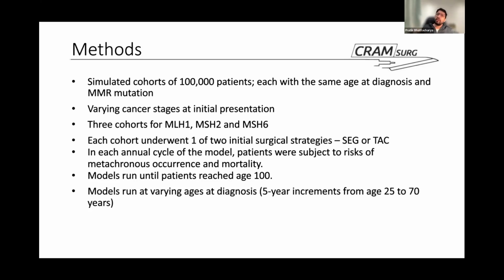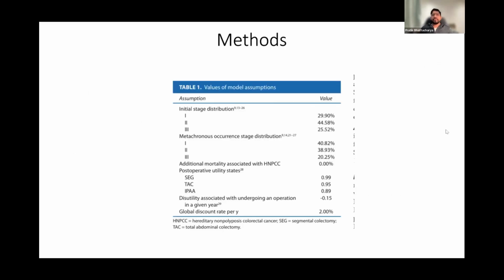And this was done for each initial age. So, for example, patients presenting at 25 years of age with MLH1, first cancer diagnosis, and had either segmental or total abdominal colectomy. So, next slide, please.